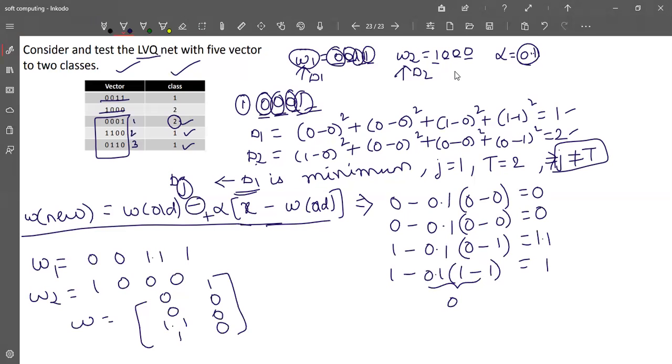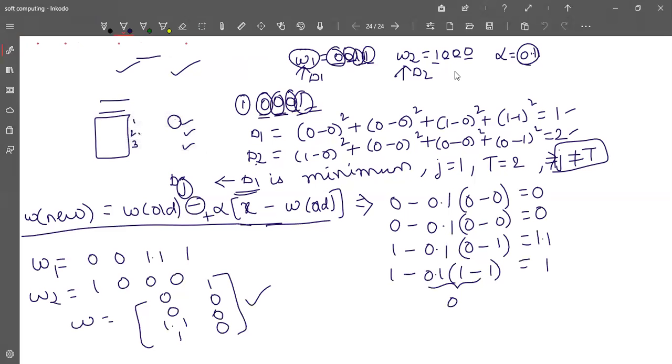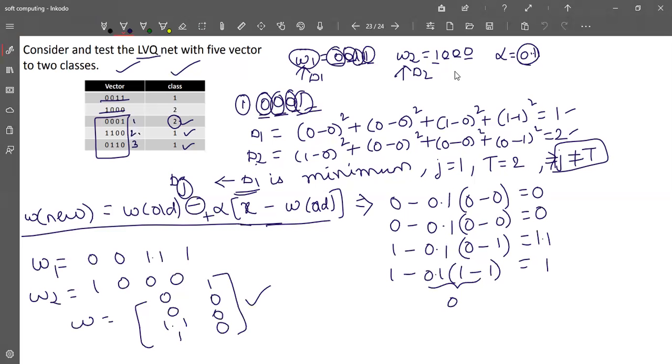So now let's use this weight and find D1 and D2 for the second input, and let's see. So our new weight is 0, 0, 1.1, 1 and 1, 0, 0, 0. And our second vector is 1100.